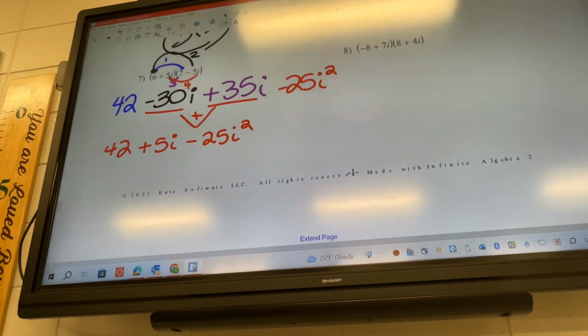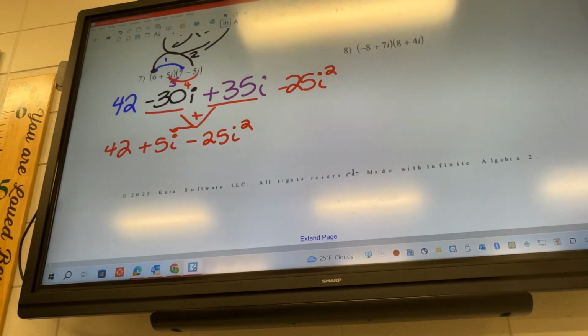Okay, and then what needs done? Get rid of the square. Wait, isn't the negative 30i plus 35i, wouldn't that be i squared? So when you're multiplying things, we add up the i's. But when we add, like i's just combine, it's just one i. It's confusing.